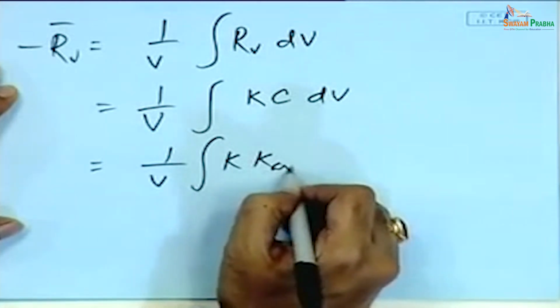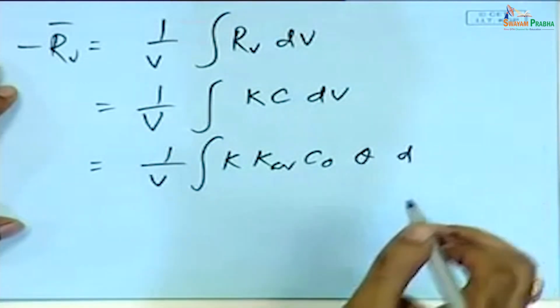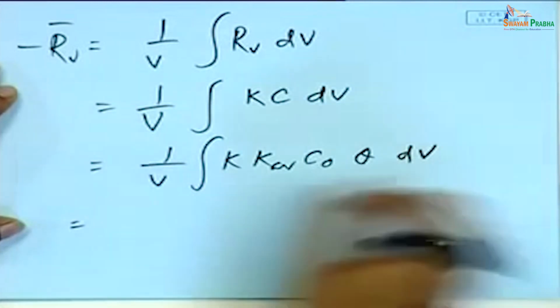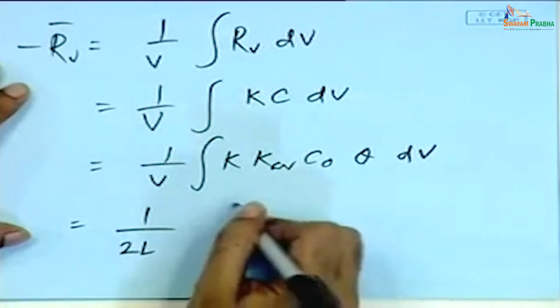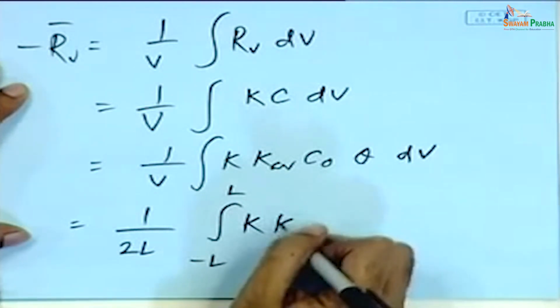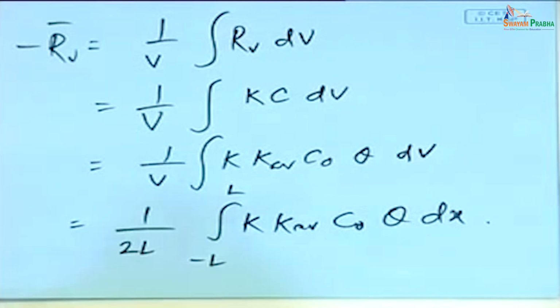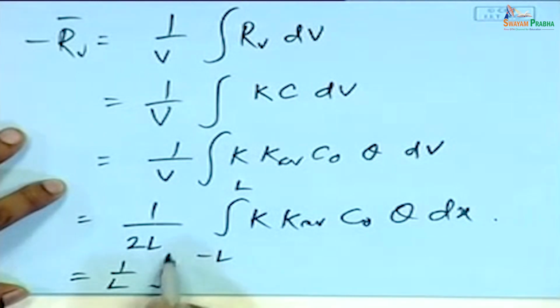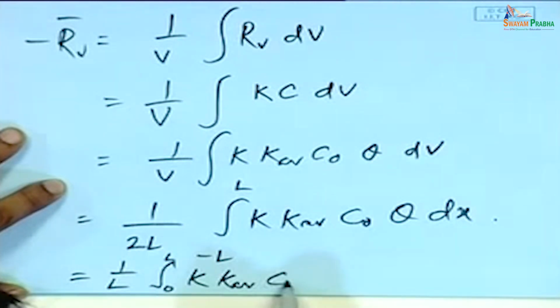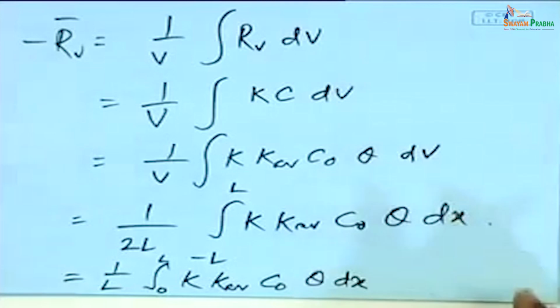K times kV C naught into theta times dV, and you can cancel out the area on both sides, so you will get 1 over 2L. This goes from minus L to plus L, K kV C naught times theta into dx, right? Okay. So then you can take this 2 out and write this as 1 over L going from 0 to L, K kV C naught theta into dx. Fine. So what would be the integral? If I have a cos hyperbolic, it will simply be a sine hyperbolic.